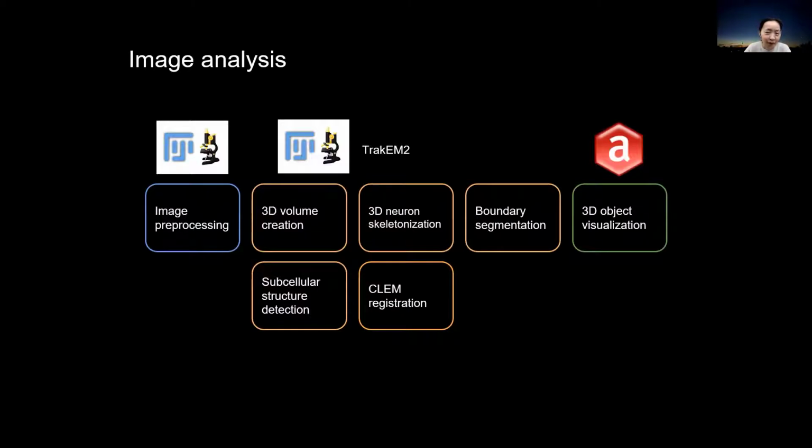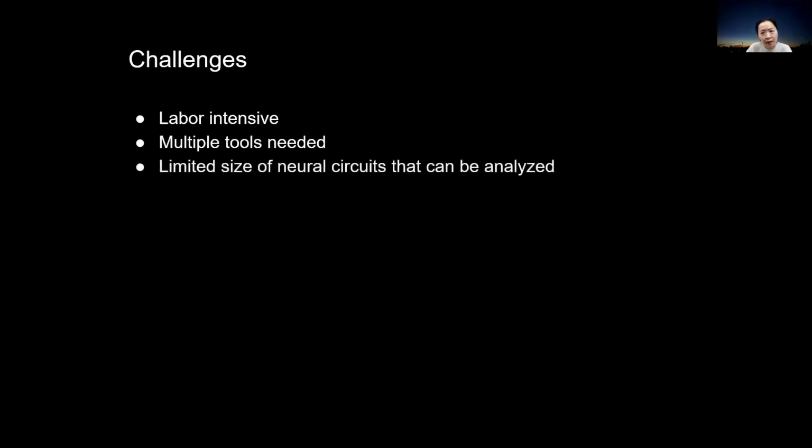After reconstructing all the relevant circuits, we then export the 3D reconstructions to Amira to prepare the 3D visualization or videos for publication or presentation. In summary, as you can see, the whole analysis pipeline is extremely labor intensive. We also need to navigate multiple tools and software environments to finish the whole project. Because of this, currently only a limited size of neuron circuits can be analyzed. We hope that with the help of machine learning and deep learning tools, we could speed up analyzing the EM data and make more novel discoveries.